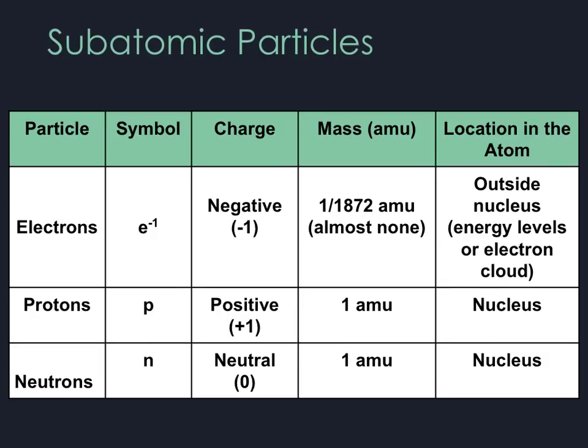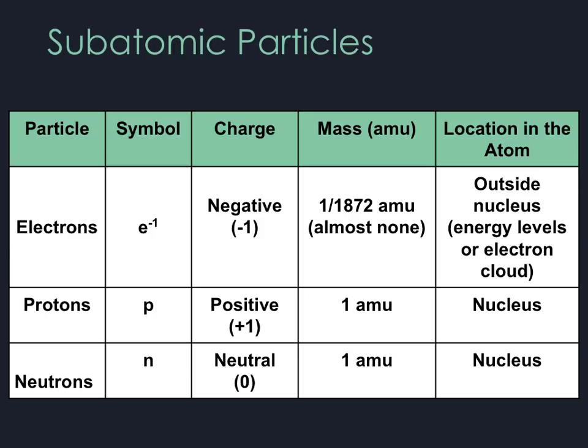So here are our 3 subatomic particles. Sub meaning under or inside, subatomic, inside the atom. And inside the atom we talked about there being protons and neutrons and electrons. So let's start at the top here with our electrons.